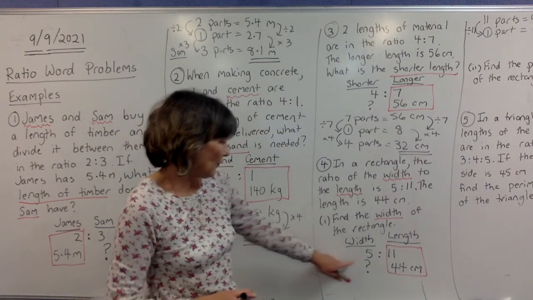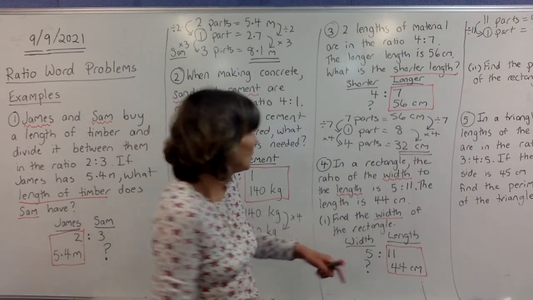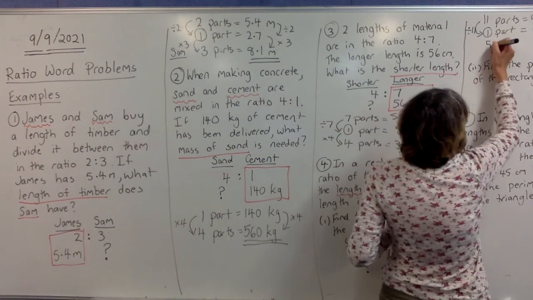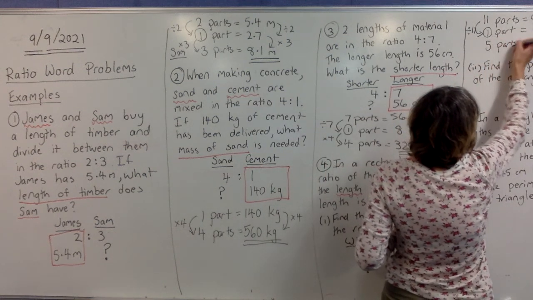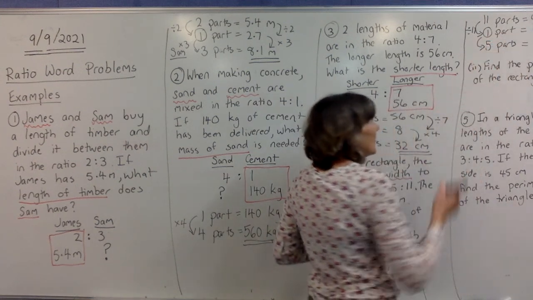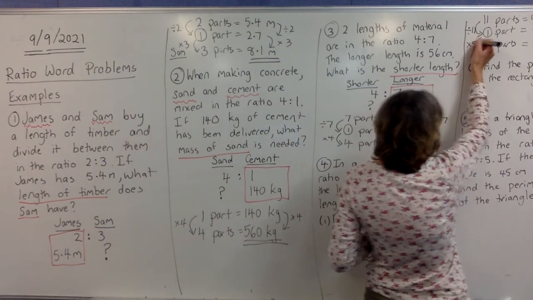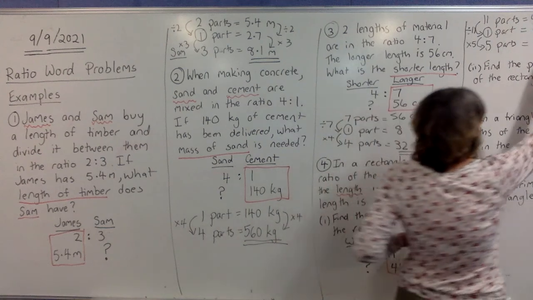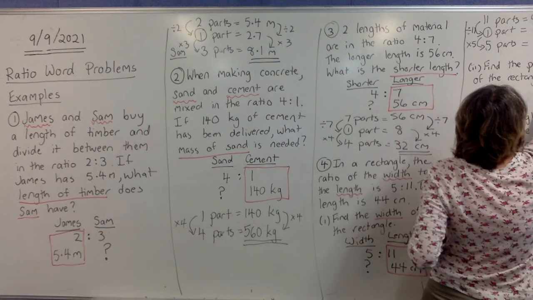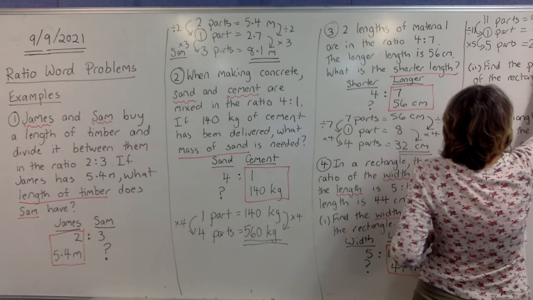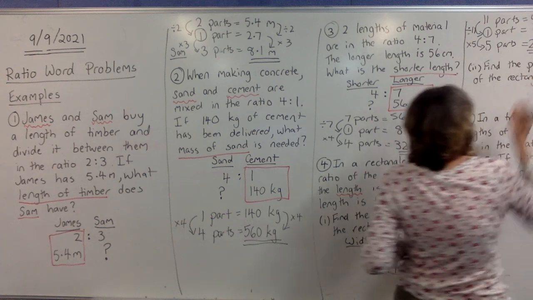Okay, so we're trying to find 5 parts for this question. So we write 5 parts equals. Now how do we go from 1 to get an answer of 5? We times by 5. Do the same over the other side, keep it all balanced. And you'll get 20, and you can write your centimetres on the end.